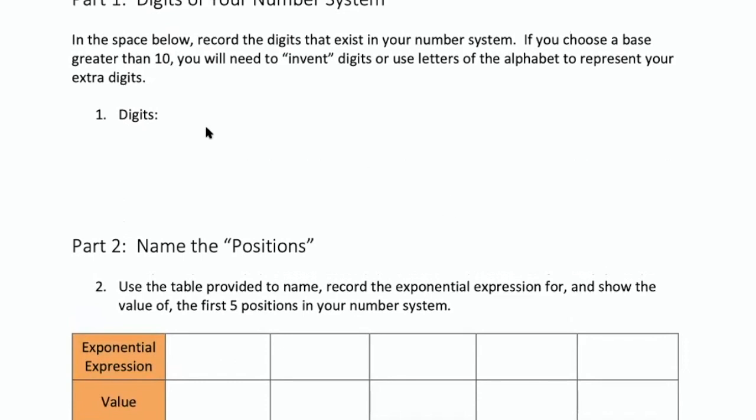So the digits in the base 2 system would start at 0, because again, you need a way to represent nothing. And you only have 2 digits. So as soon as I list the digit 1, I stop. If this was base 5, my digits would go 0, 1, 2, 3, and 4.